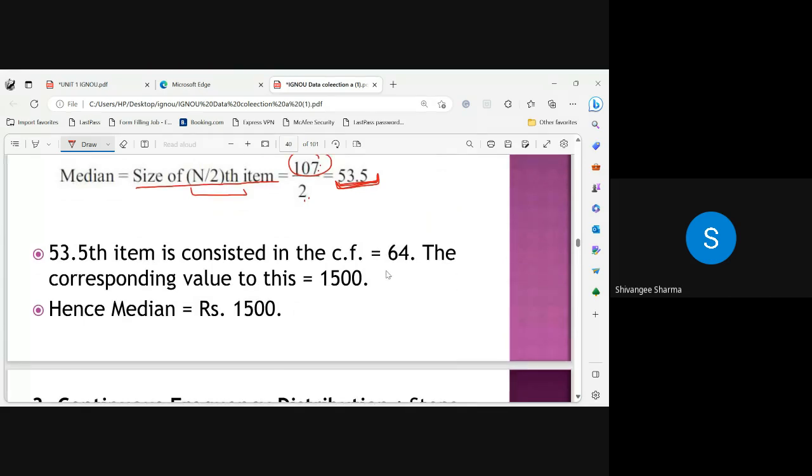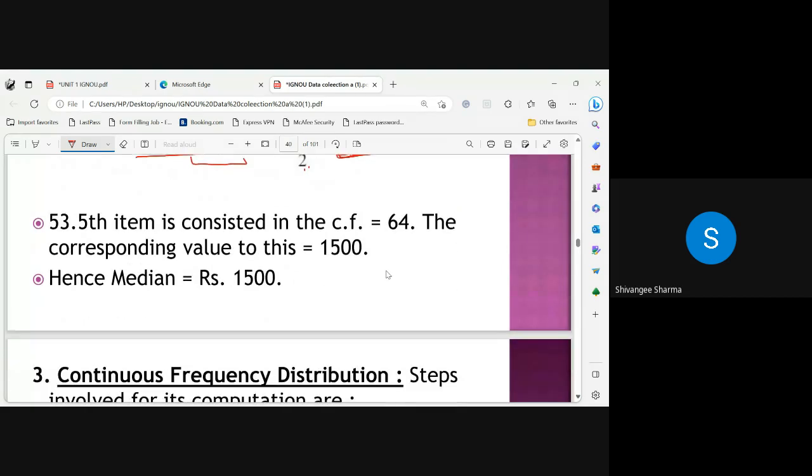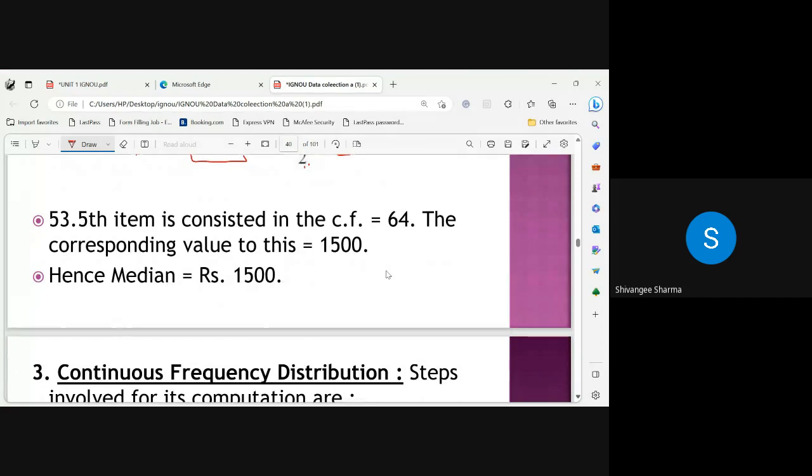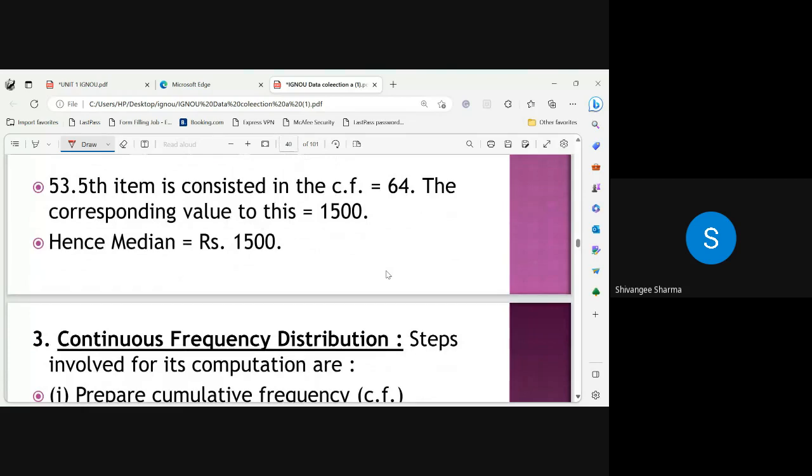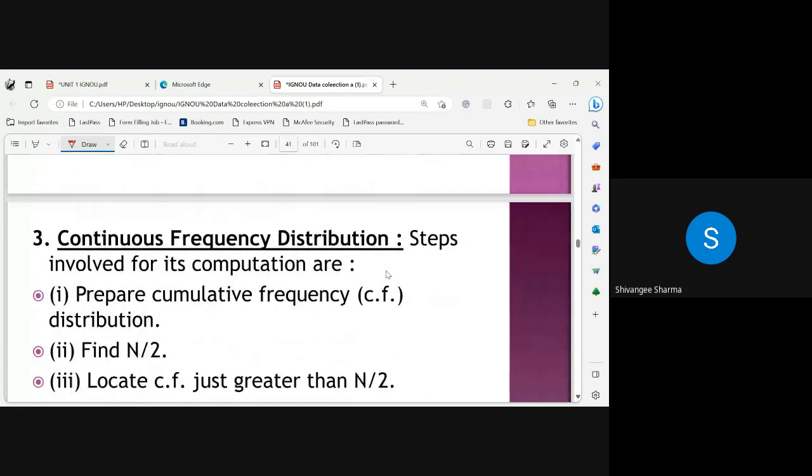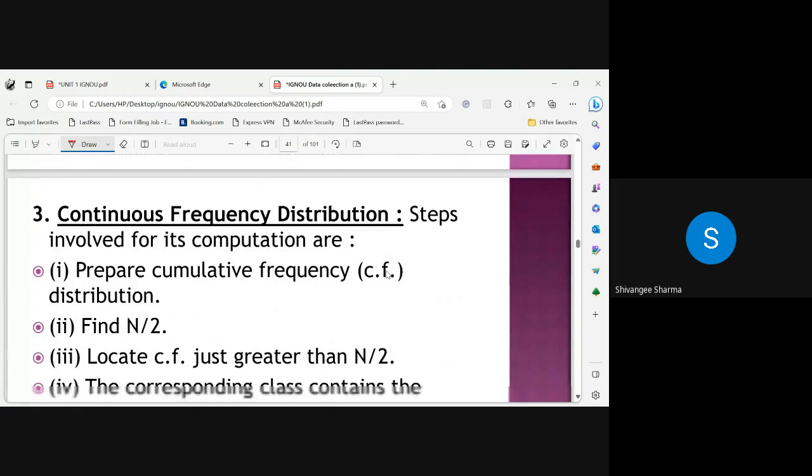I will be sending you the PPTs which I have discussed here. Let's move on. If you have some 4 minutes more to understand, so that we can complete these different types of data sets for median.